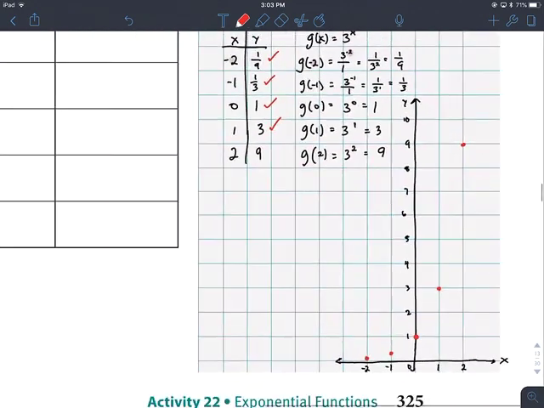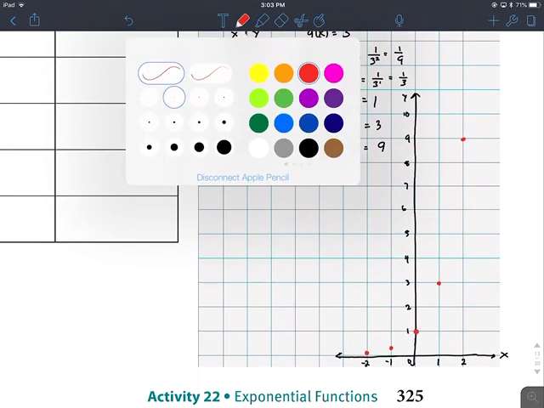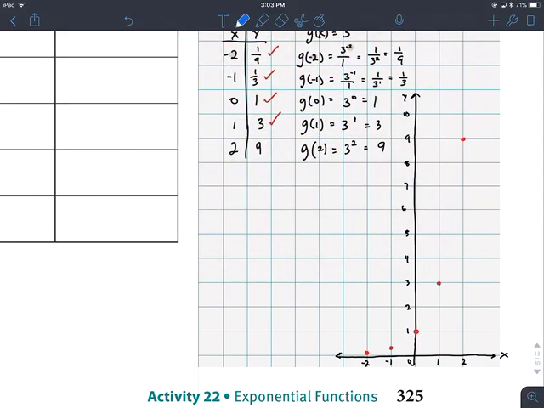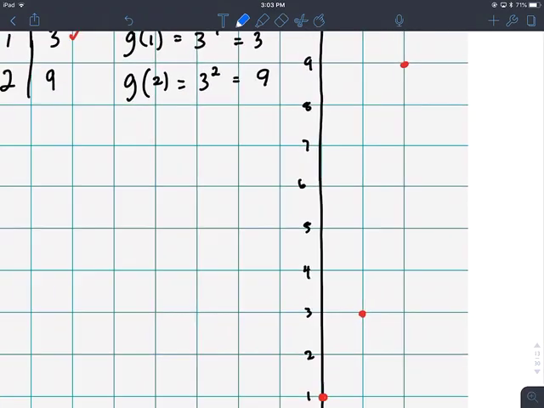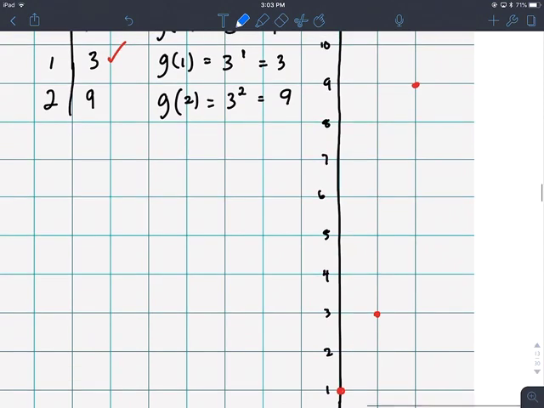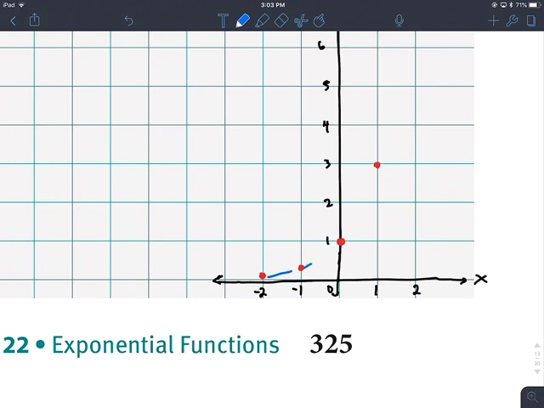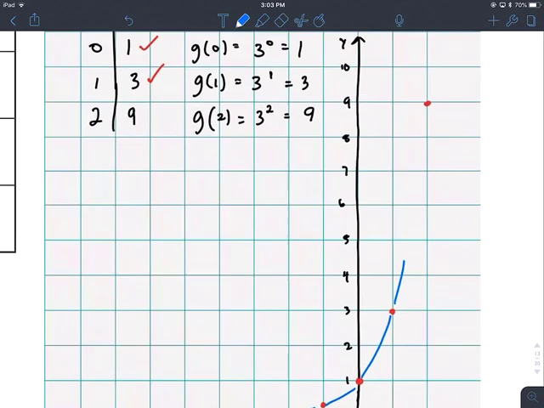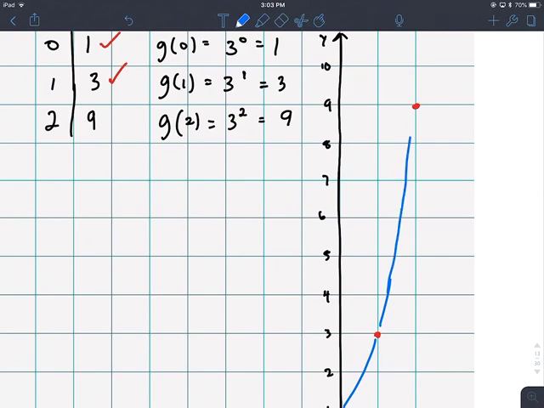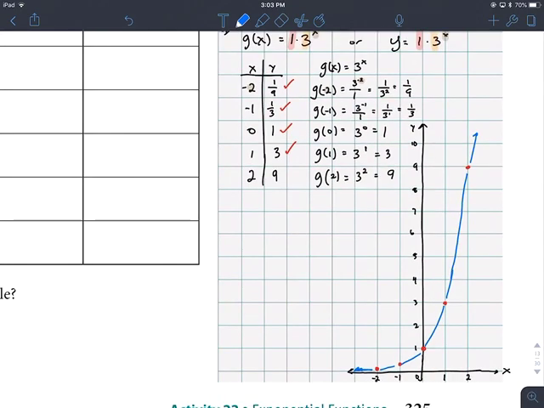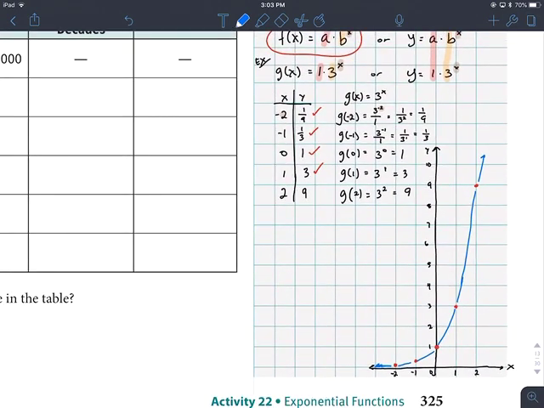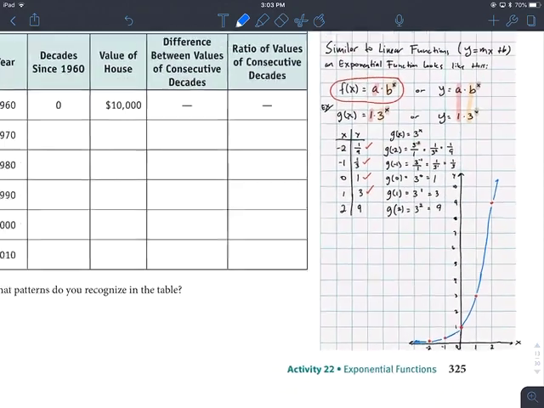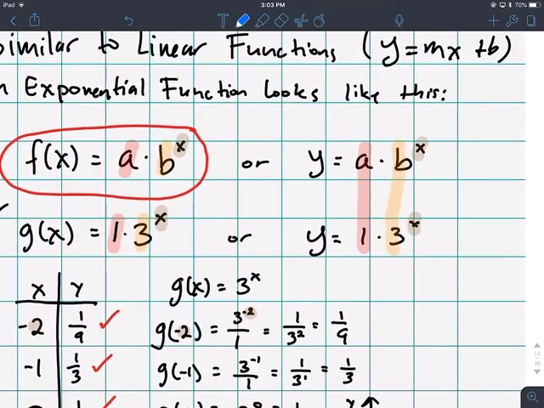Notice that it's not a line anymore. It's making a curve. You should not be surprised. If you are surprised, that means you're not doing your work. Then, as accurately as I can, I'm going to sketch my graph. So there it is. That's what the graph looks like. It's no longer a line, it's now an exponential function.